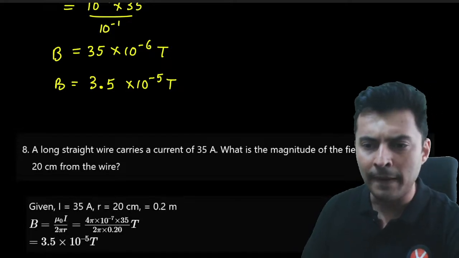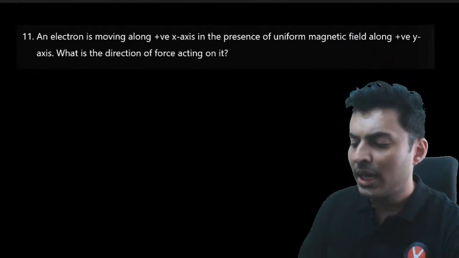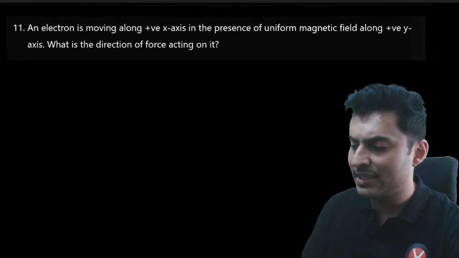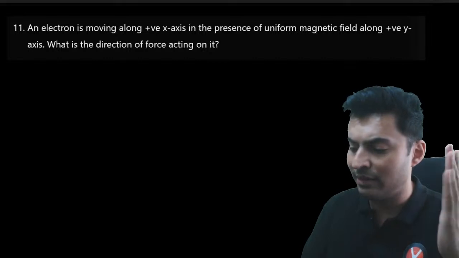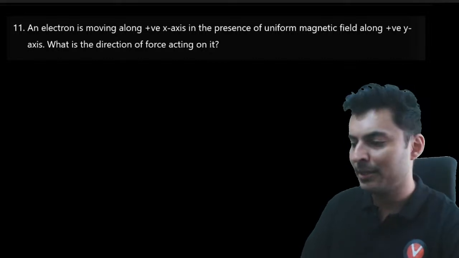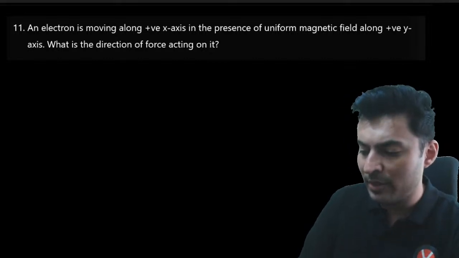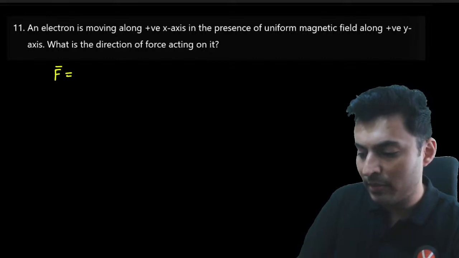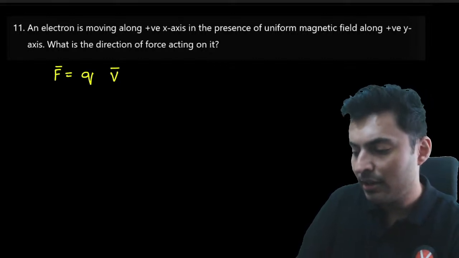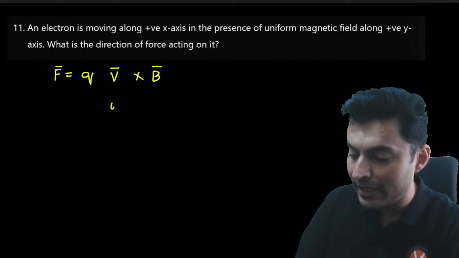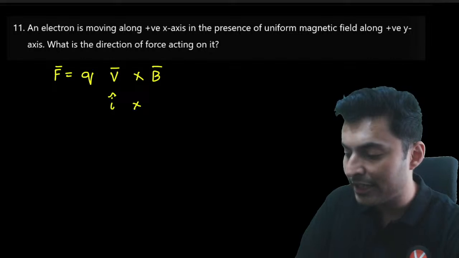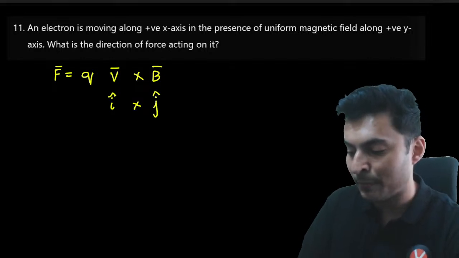Okay? Yeah. Right. An electron is going along the positive x-axis when a uniform magnetic field is there in the positive y-axis. What's the direction of the force acting on it? So the force formula, remember, is Q V cross B. Velocity is in the I direction. Magnetic field is in the J direction.